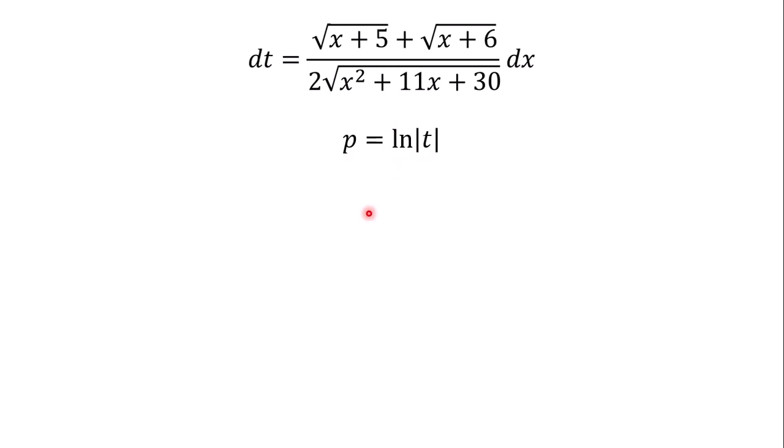Okay, so now dp will be equal to 1 over t dt. dp is equal to 1 over t dt. Now what is dt? We already know dt. dt is just the whole of this, dx. So let's replace t with what it was substituted for, and also the t with this one.